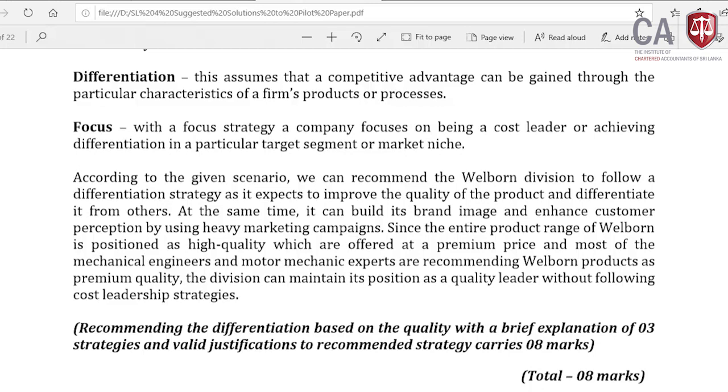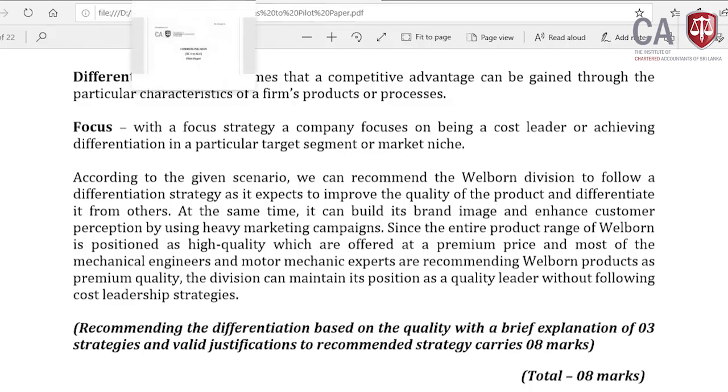Look at the additional information given in the bracket: recommending the differentiation based on quality with a brief explanation of 3 strategies and valid justification. That strategy carries 8 marks. You have to talk about the 3 strategies. That is one of the mistakes students make. They know the theory but do not write it, so you are losing marks. What they prefer is to directly tell the answer. That is not sufficient. Please tell about the theory part also. Is it clear for you?